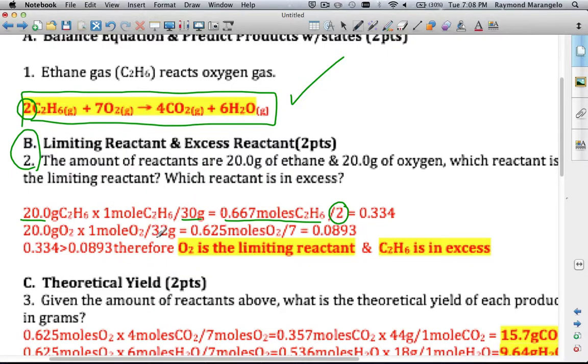So I have this number here. This number doesn't mean anything. That's why I didn't put a unit next to it. Then I have the grams of the oxygen, 20 grams of the oxygen, divided by 32 grams. That gives me the moles of the oxygen. I divide it by 7. Why? Because there was a 7 here in my balanced equation. And I get a number. This number doesn't mean anything. It doesn't have a unit because it's not anything in my equation. But I compare these two numbers together.